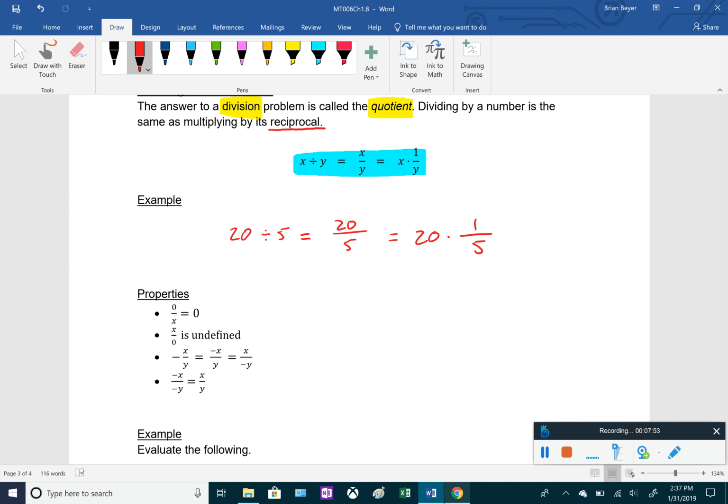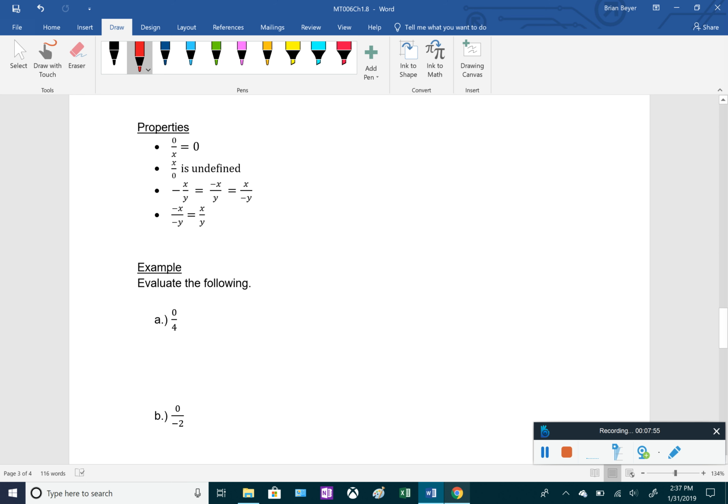So here are the properties for division. If we have 0 divided by a number, using x and y here again, that's always going to be 0. So 0 in the numerator is 0 total. If we have a number divided by 0, that is undefined. So we cannot divide by 0.